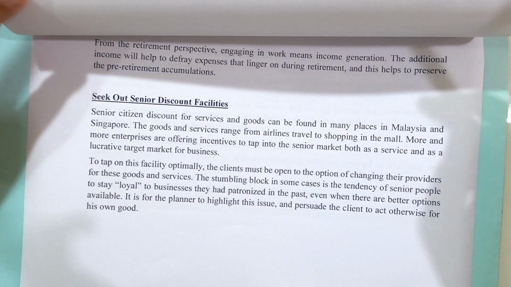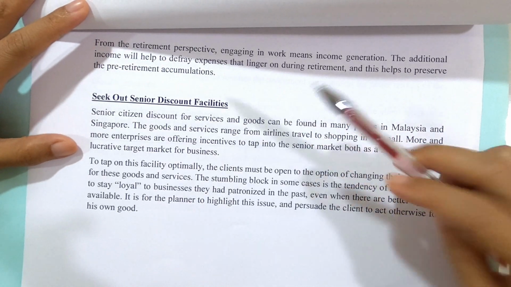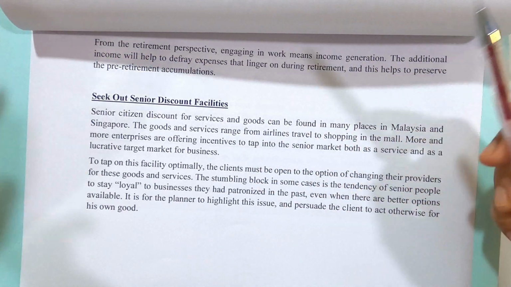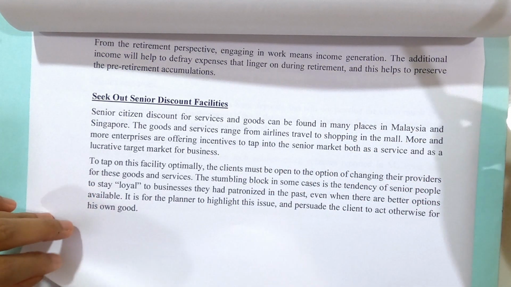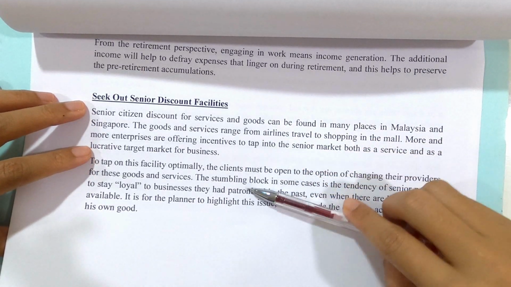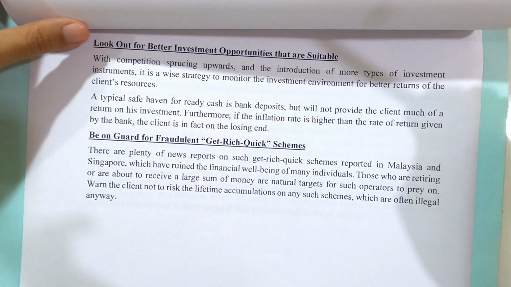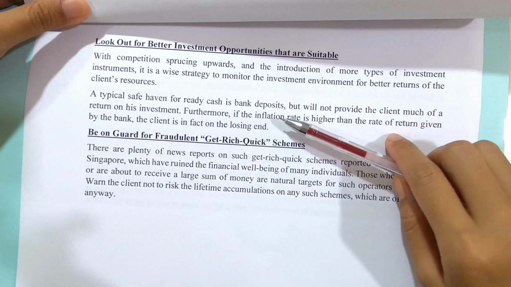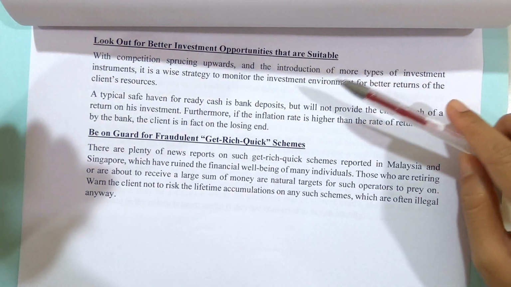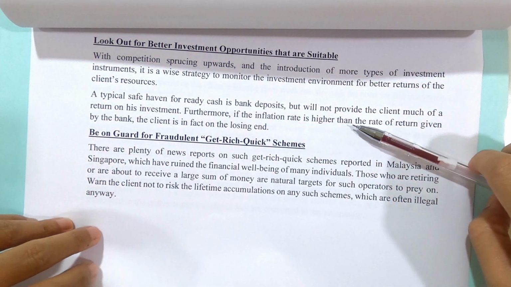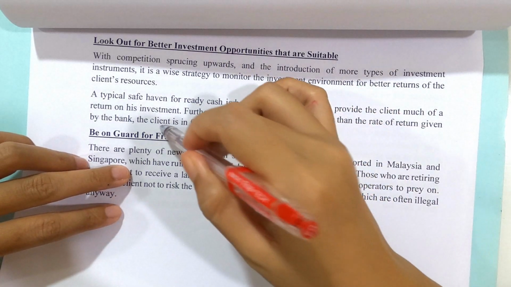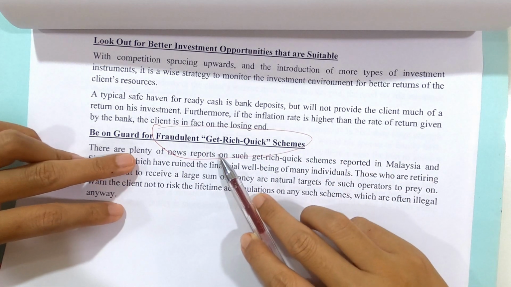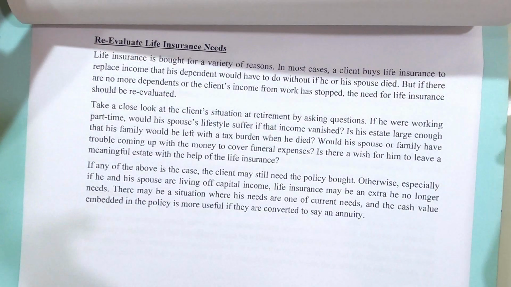And for example, for the older generation, warga emas, they normally have a lot of discount facilities at the hospital, or in the shopping mall, for example. So this is also part of the facilities that can reduce the cost of living of the warga emas. Other than that, look out for better investment opportunities. Take care, because if someone gets old, they can easily be trapped in fraudulent schemes like get-rich-quick schemes, things like that.